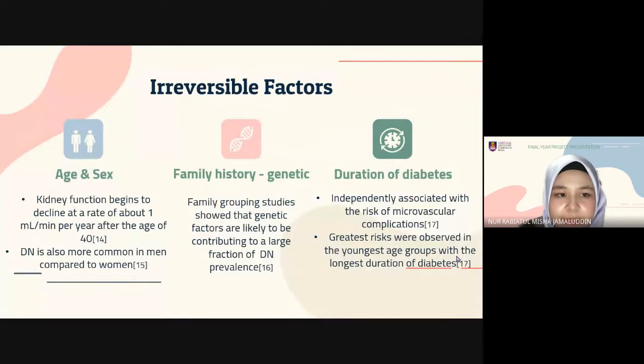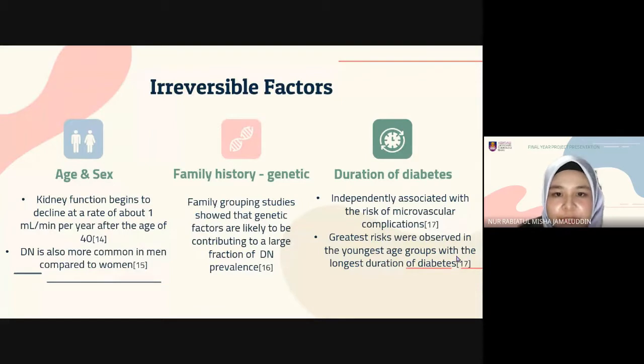In the age and sex factors, kidney function begins to decline at a rate of about 1 milliliter per minute per year after the age of 40. Studies also show that diabetic nephropathy is more common in men compared to women. This is due to the differences in hormones in each gender.